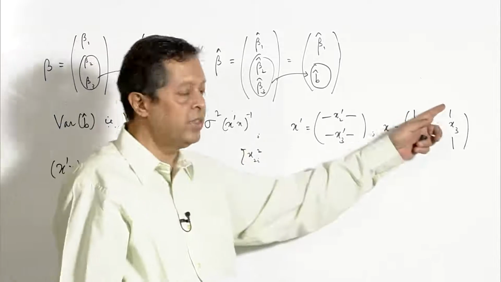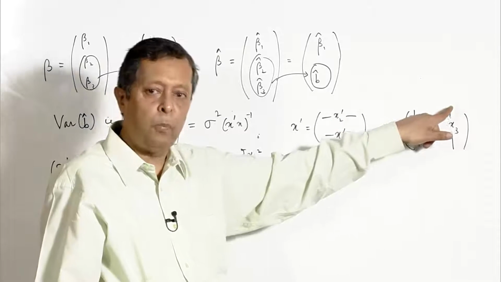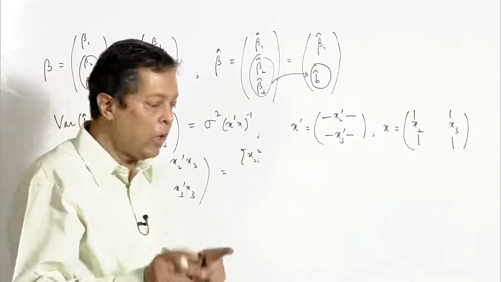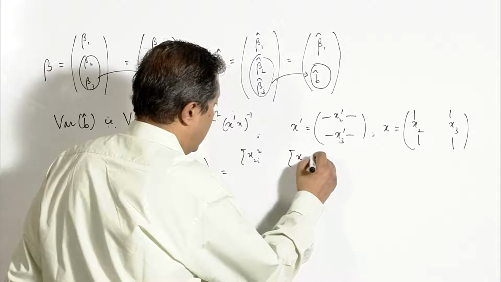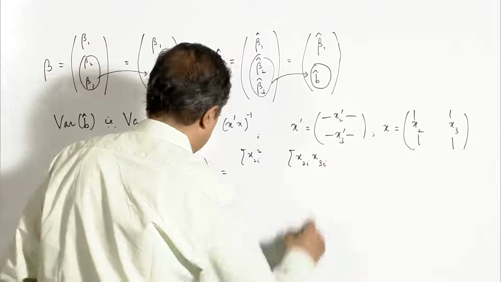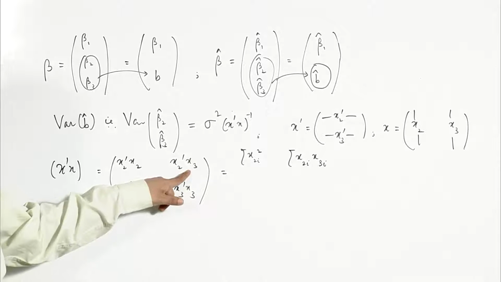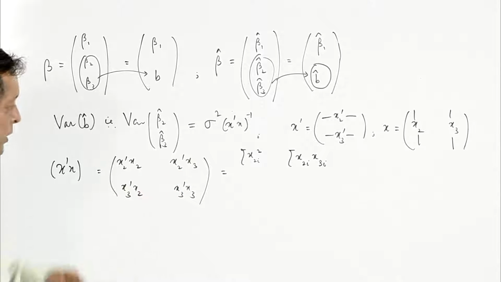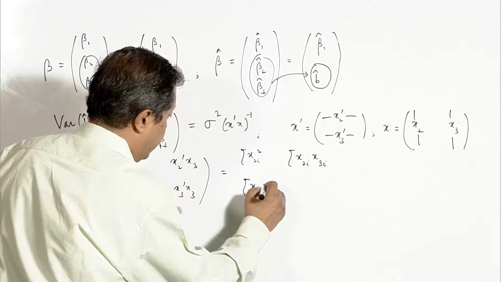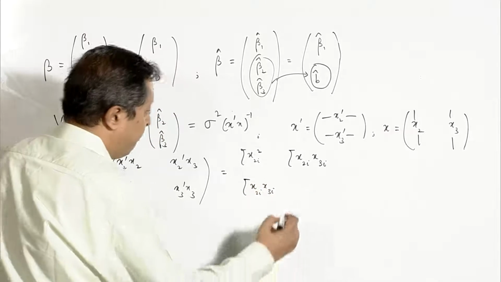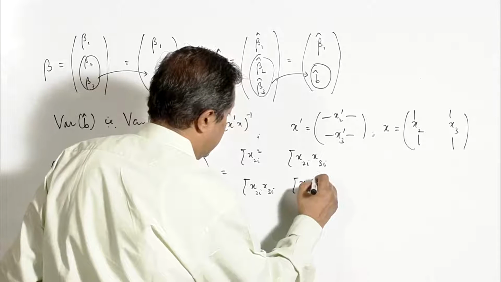What is x2 prime x3? Observations on x2 multiplied by the corresponding observations on x3. So, it is a product, that is summation x2i x3i. The reverse is also true: if you take the transpose of this, because it is a scalar, the transpose is also the same. So, it is x2i x3i again, and finally, we have x3i square.